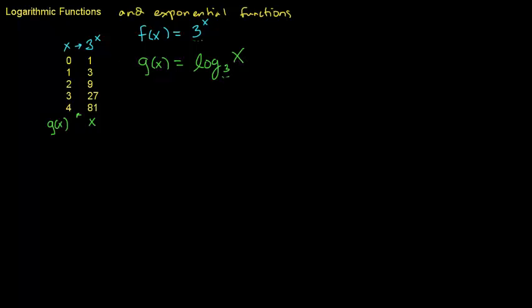All right. Now, what does it mean to be able to read a table in two directions and have them be functions in both directions? Well, that means that these two functions are inverses. f of x and g of x are inverse functions. And that's actually a very important point and a very useful result about logarithmic functions. So let me write that down.